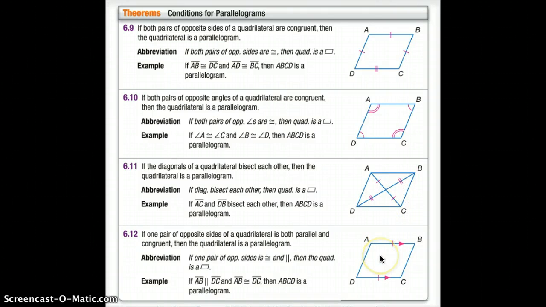Sometimes it's possible that you won't have information about both pairs of opposite sides in a quadrilateral. And if you don't, you can still do a test for a parallelogram by checking one pair of opposite sides, and if one pair is both congruent and parallel, you have a parallelogram.